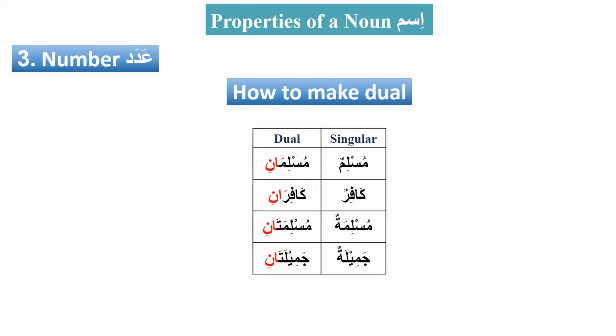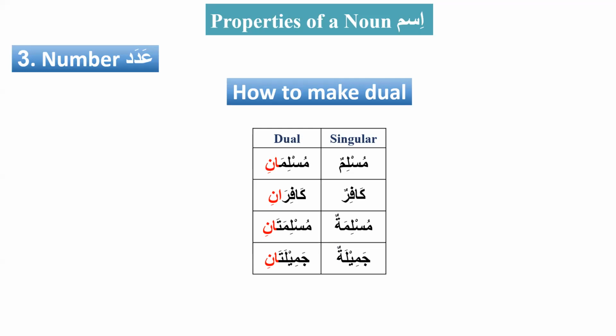So singular is singular. We don't need to think much about singular, but we can study dual a little bit. If the word is not dual or plural, then it is singular. Simple as that. So we need to know how the dual looks and how to identify a plural. Muslimun is Muslimani. We already know, just add the ending ani. Kafirun is kafirani. Muslimatun is Muslimatani.